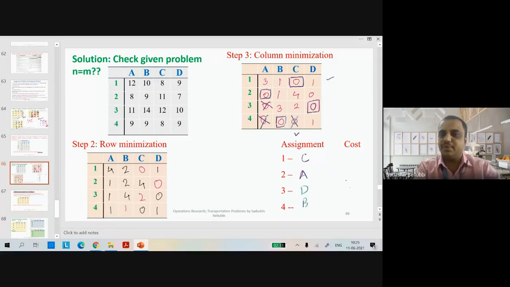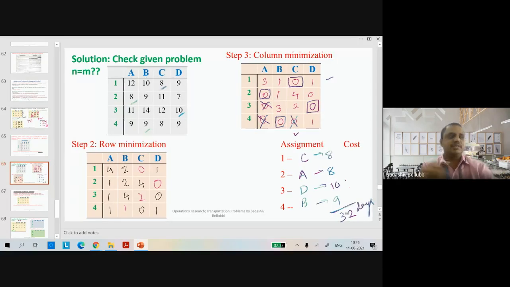At the same time, we need to add the cost. What is the cost? 1 to C is 8 from the first matrix. From the first matrix, we need to take 2 to A, 3 to D, and 4 to B. So it is 8. It is 8. It is 10. And it is 9. So whatever the total, 8 4s are 32. So this is one answer.